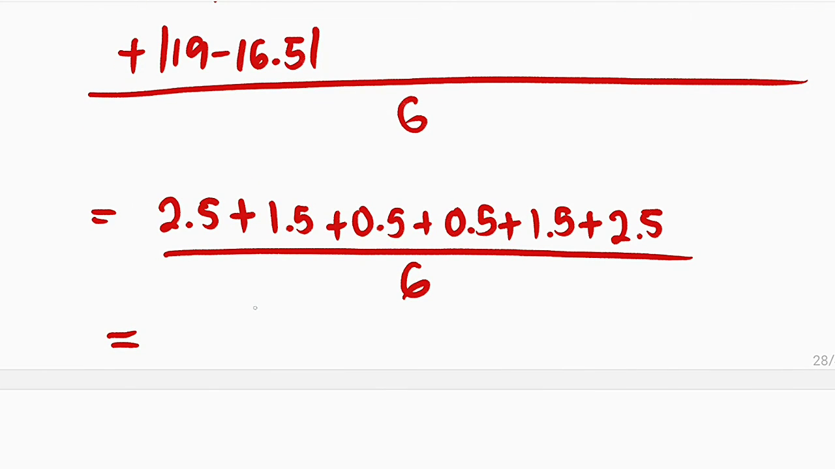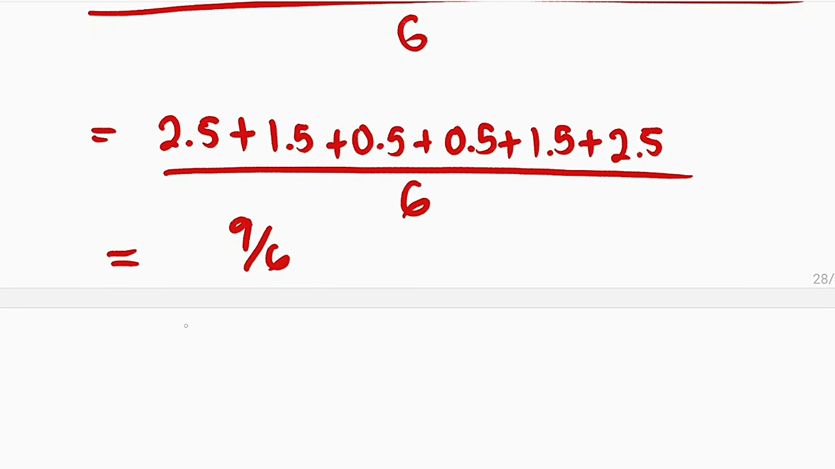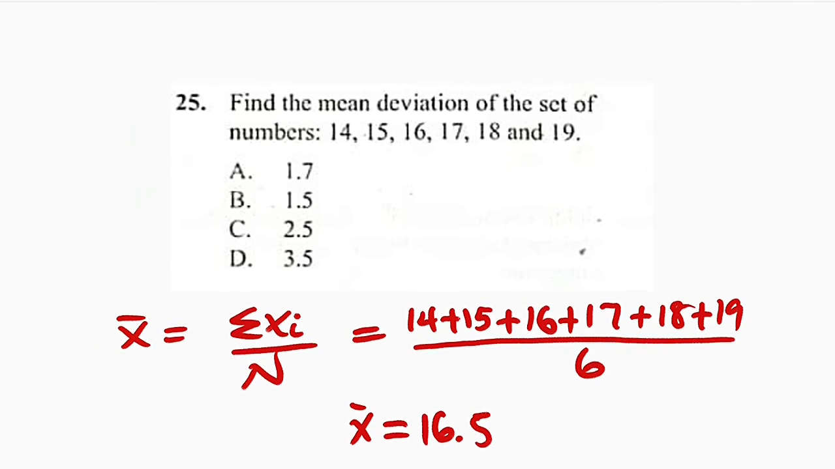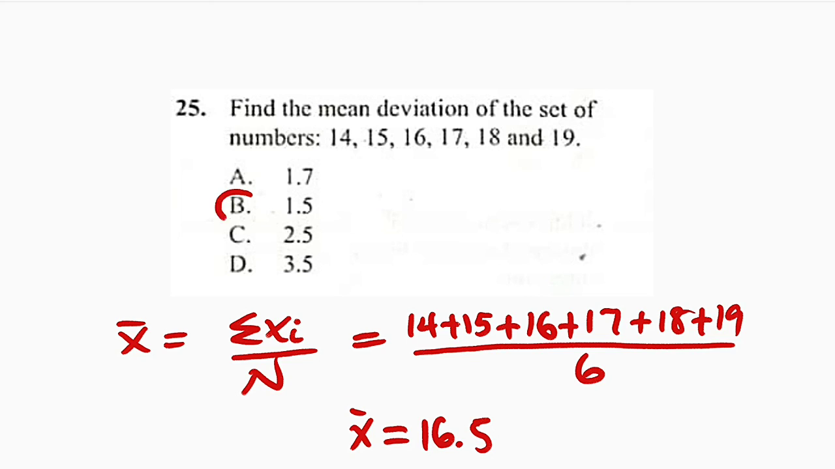We have 9 exactly divided by 6, and 9 divided by 6 is what? Is equal to 1.5, and hence the mean deviation is 1.5. Let us check it. We have it as option B.